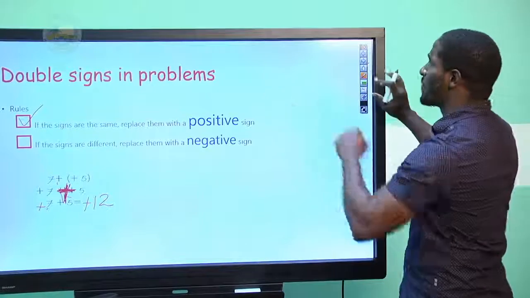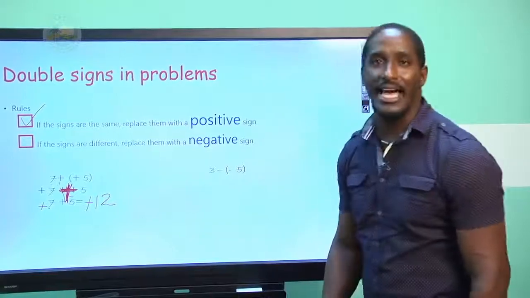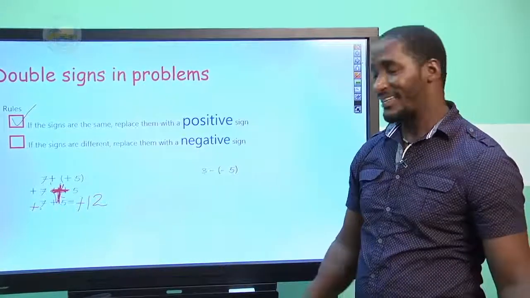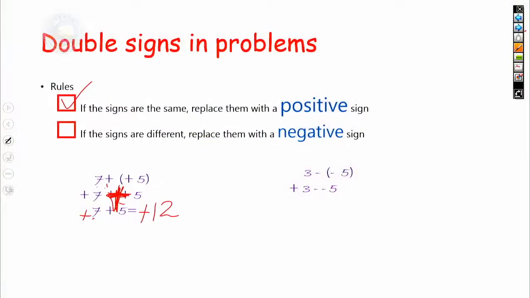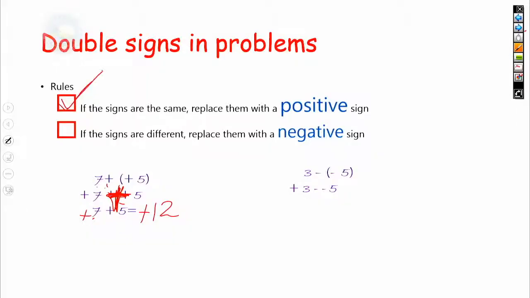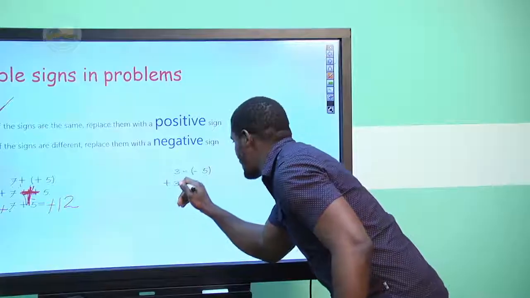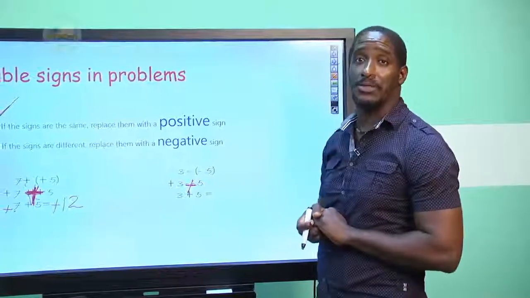Look at another example of double signs. Here, again, if there's no sign in front of a number, that number is positive. So this here is positive 3 minus negative 5. Positive 3 minus negative 5, we have double signs. If the signs are the same, which rule do we utilize? If the signs are the same, we replace with a positive sign. So this therefore becomes 3 plus 5.